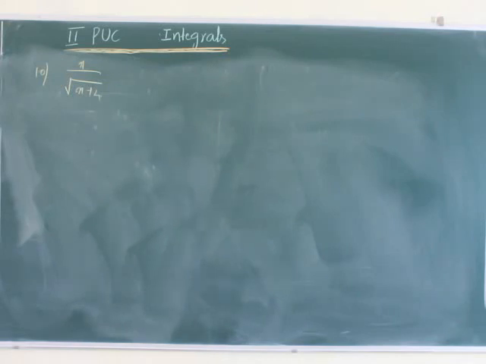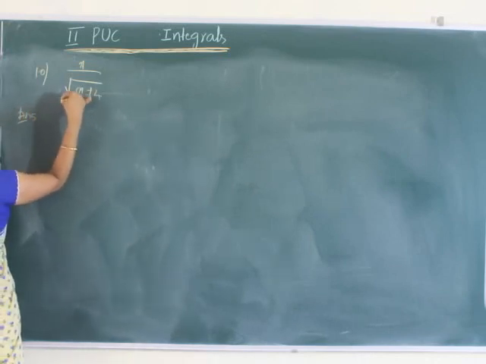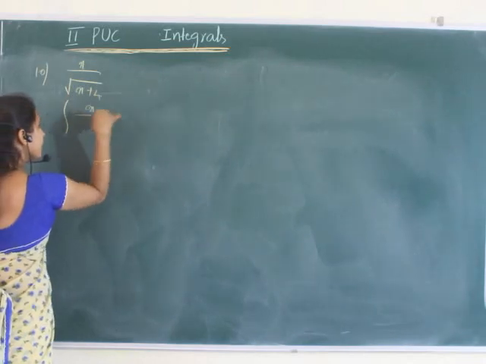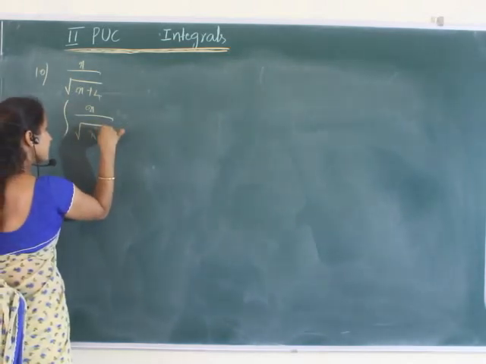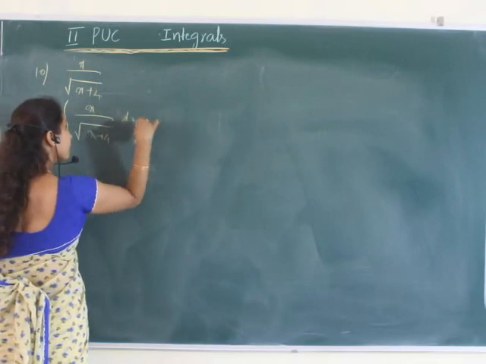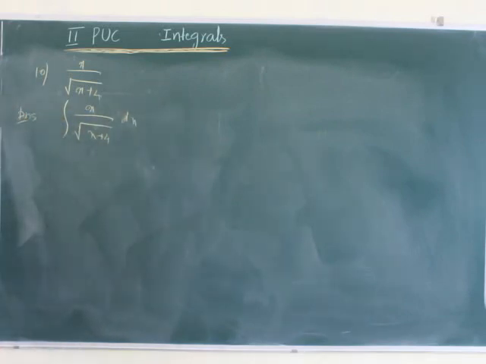So I'll add and subtract 4 in the numerator, so that becomes x plus 4 minus 4. Then I'll split and make two integrals. Integral of x by root x plus 4 dx: directly we cannot simplify, and we cannot make a substitution either. Therefore I'll write the numerator as x plus 4 minus 4.